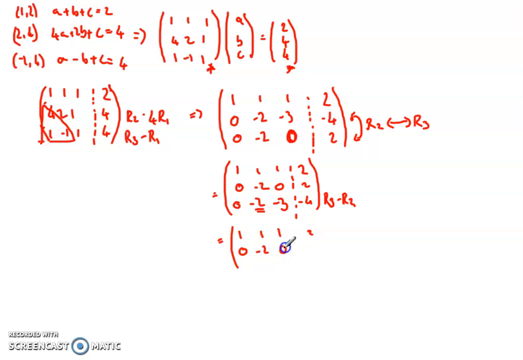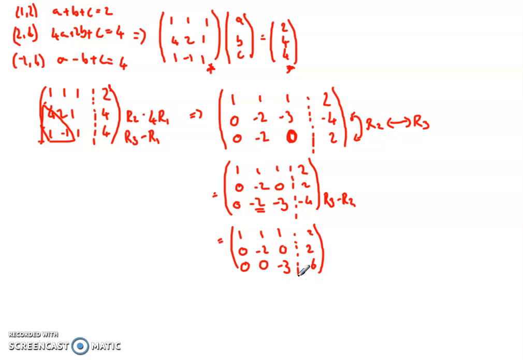So 0, negative 2, 0, 2. And then my third row becomes this, take away row 2. So I've got 0, take away 0, which is 0. Negative 2, take away negative 2, so negative 2 plus 2, which is 0. I've then got negative 3, take away 0, so it's just negative 3. And I've then got negative 4, take away 2, which gives me negative 6.